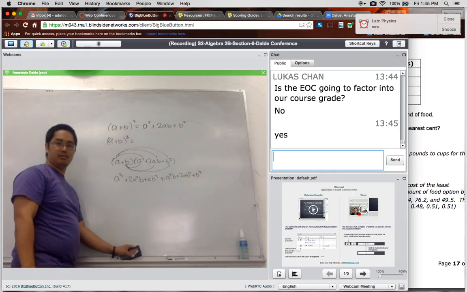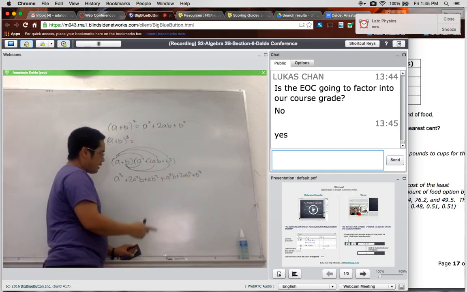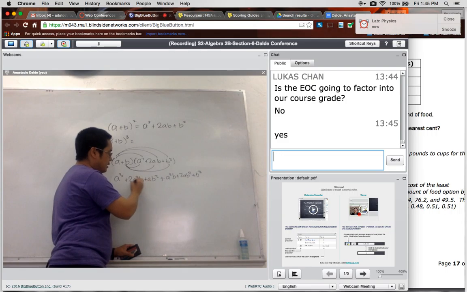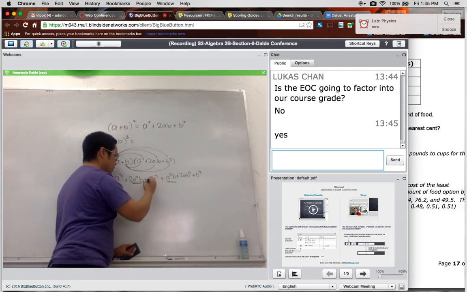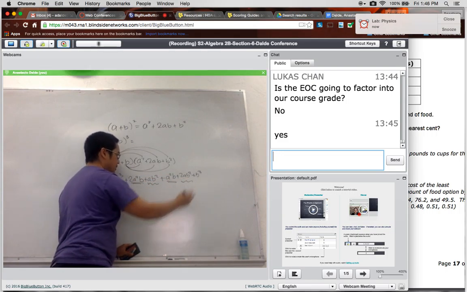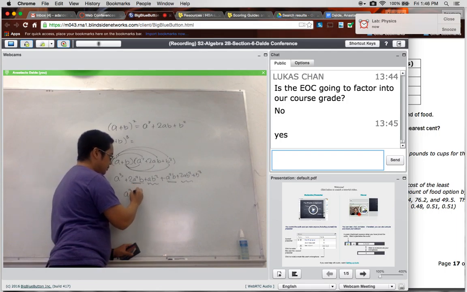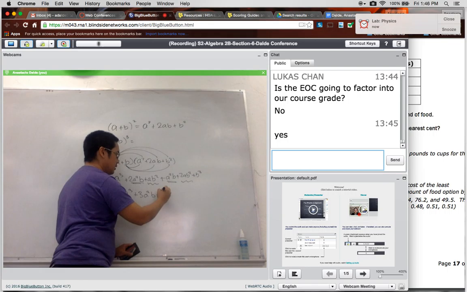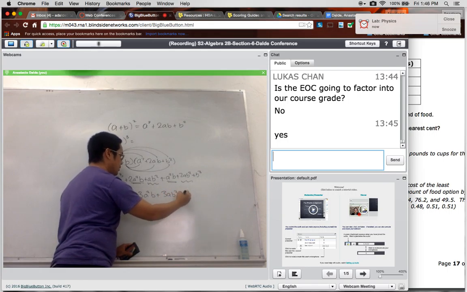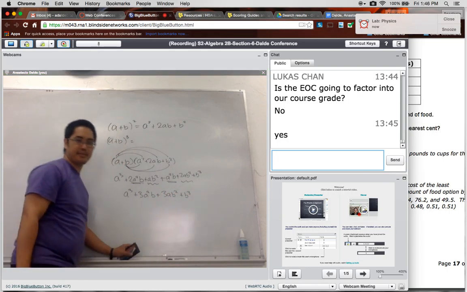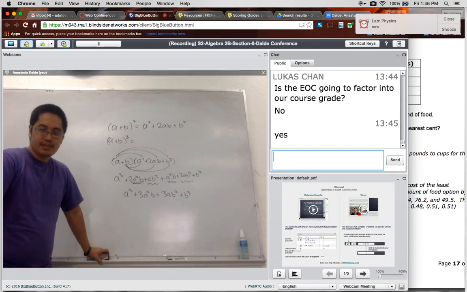Cool? Oh boy. I'm going to combine like terms. This one is the same as this one, and this one is the same as that one. So I have a cubed plus 3a squared b plus 3ab squared plus b cubed. Did I lose anybody? Did I upset anybody? Calm down, Bradley. Okay.